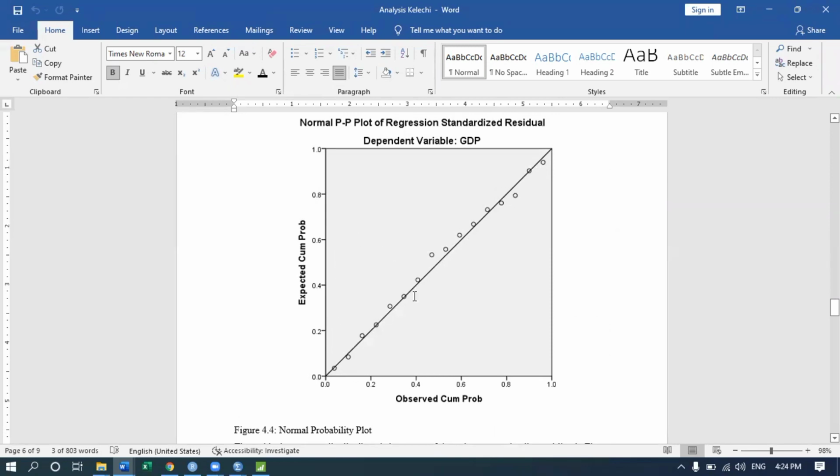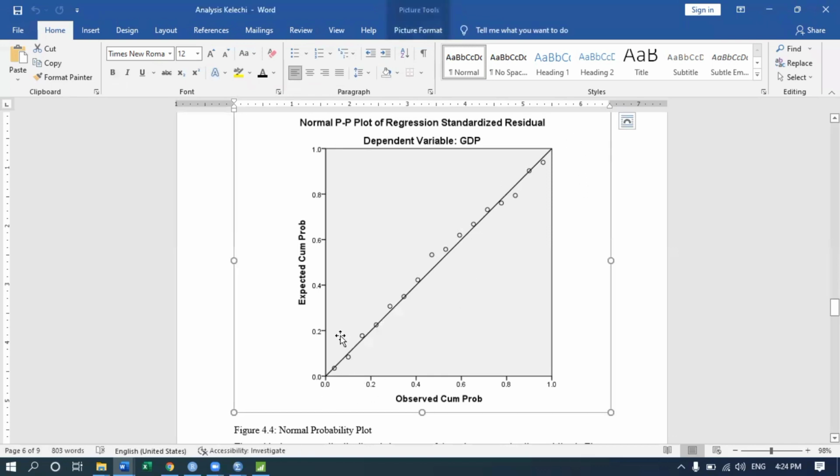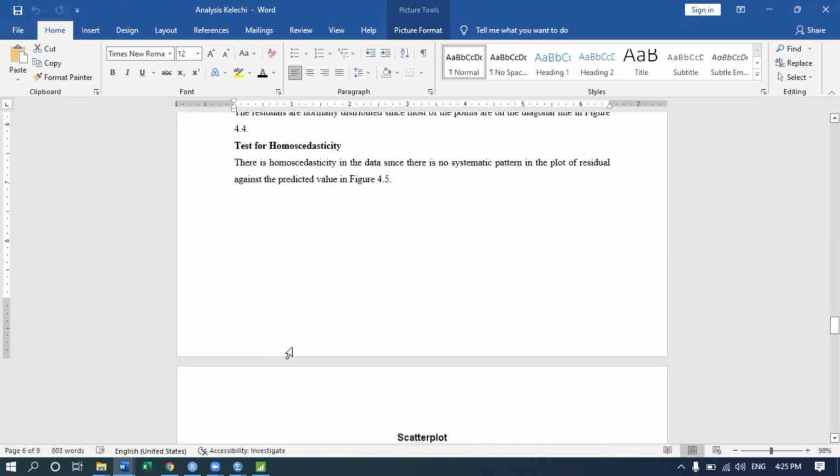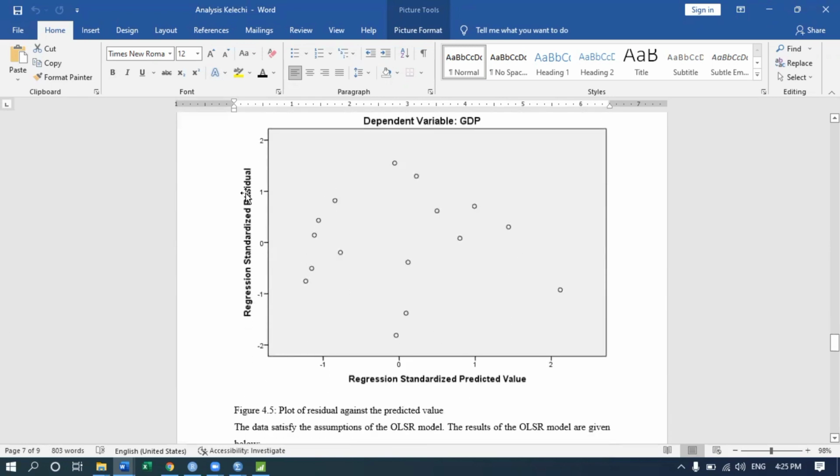If it's moving like this, there is also a pattern. If it is moving like this, that's a pattern. If it is moving like this, it's a pattern. If it is moving like this, it's also a pattern. So for you to say there is homoskedasticity, it means the values must be scattered. Look at it now, you can't say there's a pattern. This one is scattered. So when it is scattered, it means there is homoskedasticity.